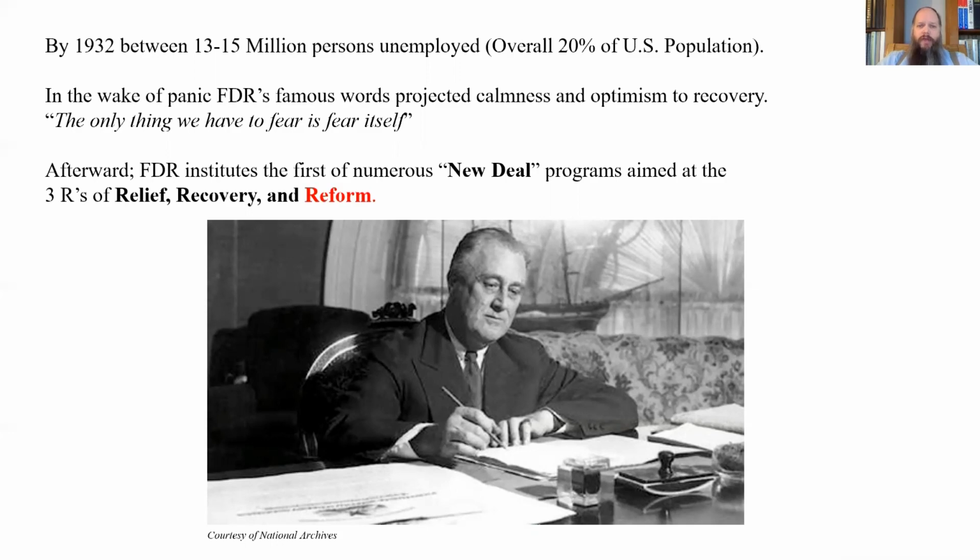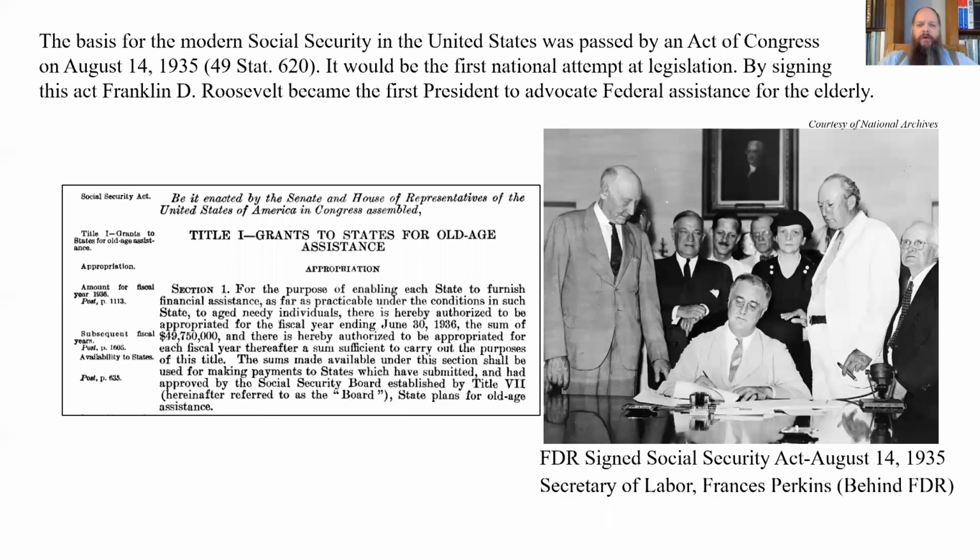The Social Security Act, passed in 1935, fell under the umbrella of reform, with the intention that this would never happen again on a national scale. So the basis of our modern Social Security system in the United States was passed by an act of Congress on August 14, 1935. This would be the very first attempt at national legislation.